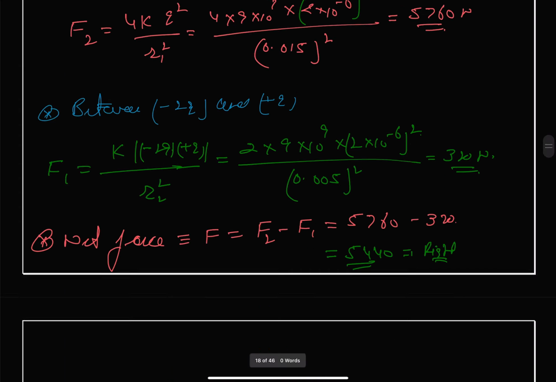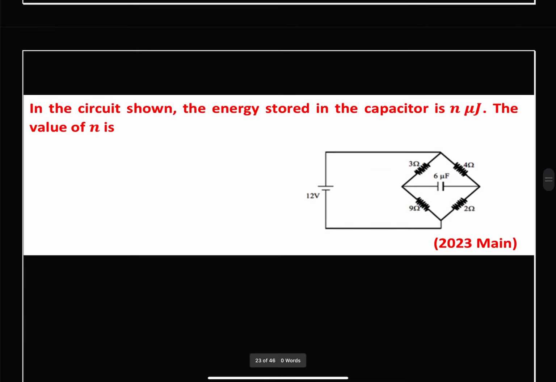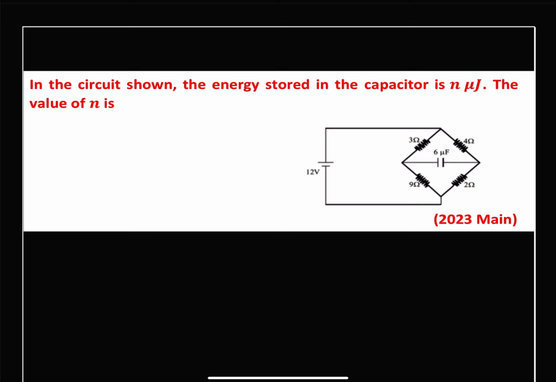Next question. We are given, in the circuit shown, the energy stored in the capacitor is n microjoule. The value of n is. So obviously it is talking about the steady state condition, so the capacitor will be an open circuit.